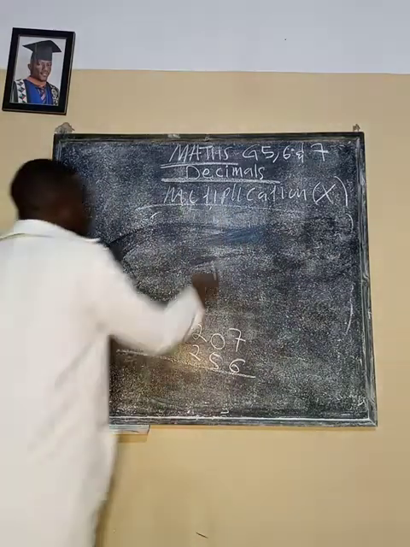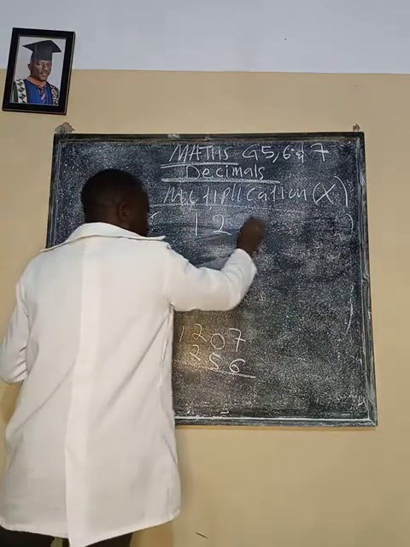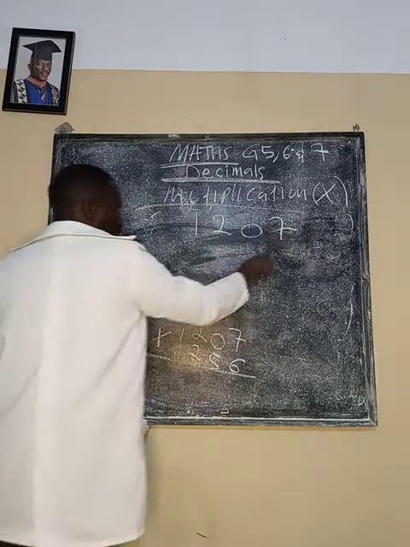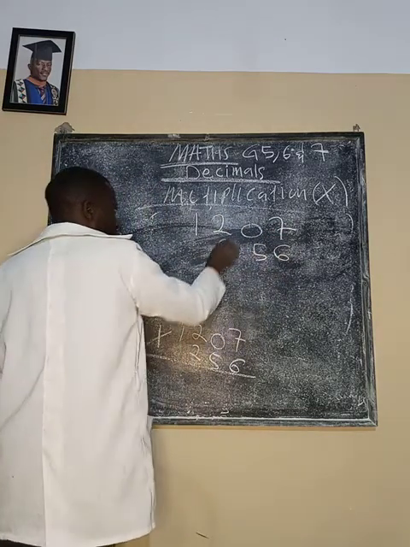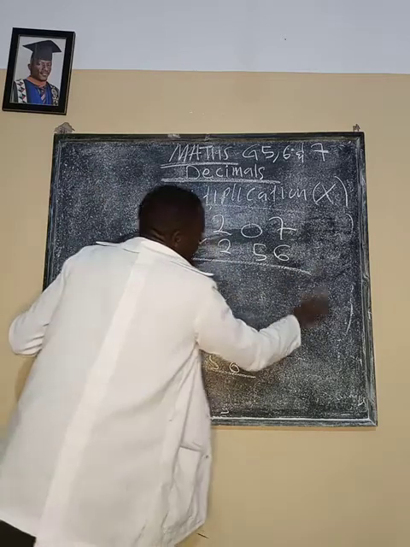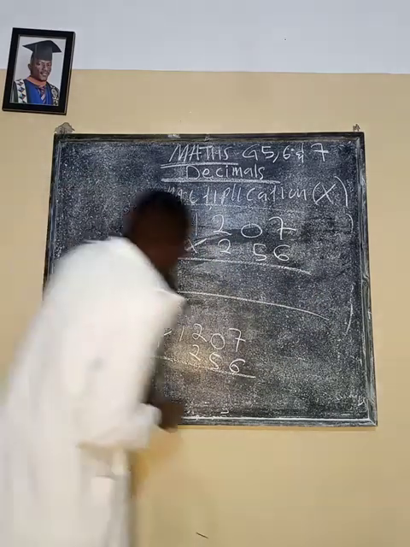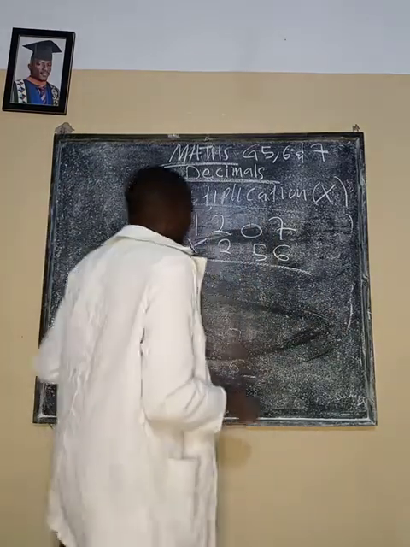So what we have is 1207, and then we have 6, we have 5, we have 2. Okay, so let us deal now, guys.